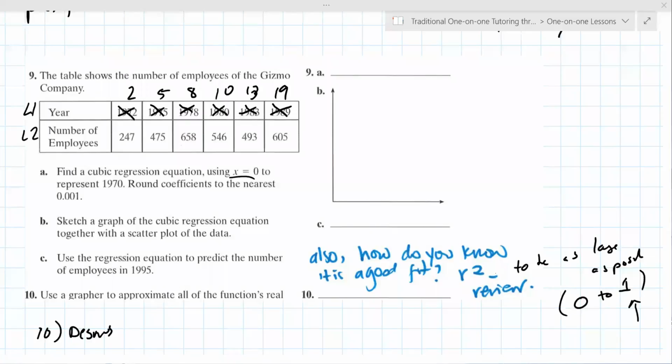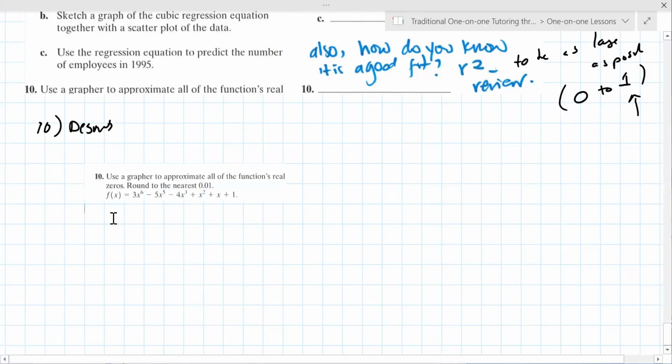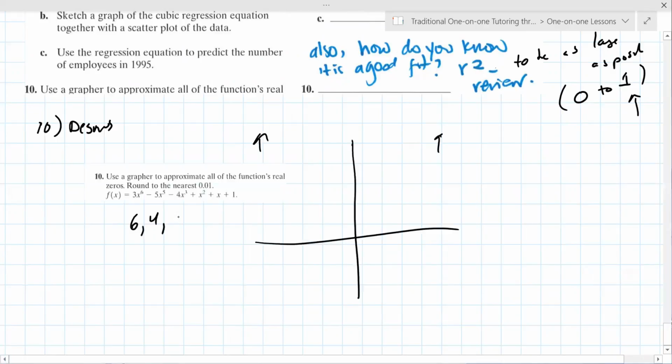How many zeros will 10 have? Do you see that on your page, or do you want me to snip it in? I see it. It's the degree. It has at most 6. Six, but here's what could happen: because it's going to start high and end high, it may not cross 6 times, because it'll either have 6, or 4, 2, or 0.